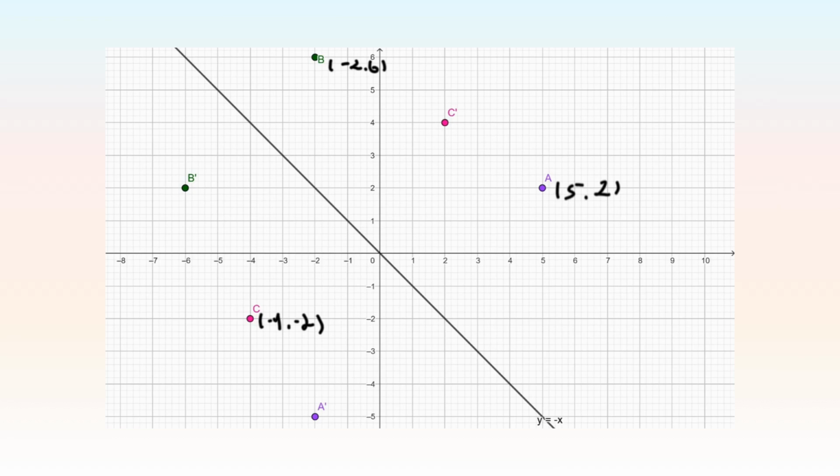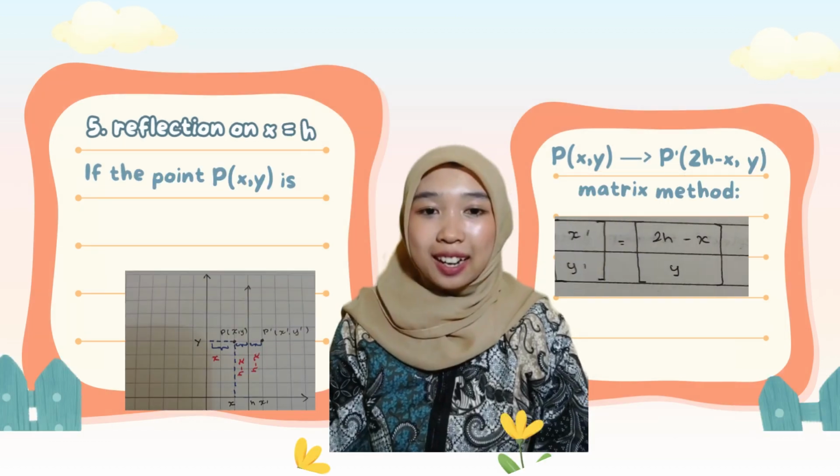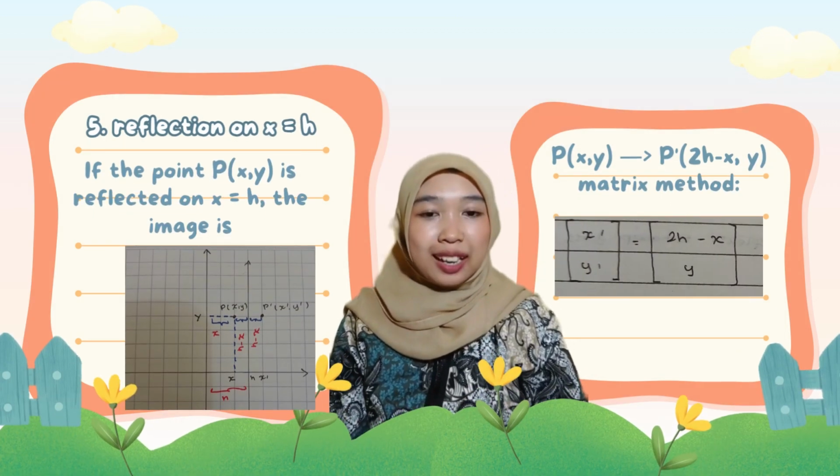For example, if we have point A (5, 2), point B (-2, 6), and point C (-4, -2), the reflection on y equals negative x is A' (-2, -5), B' (-6, 2), and C' (2, 4). Reflection on x equals h.